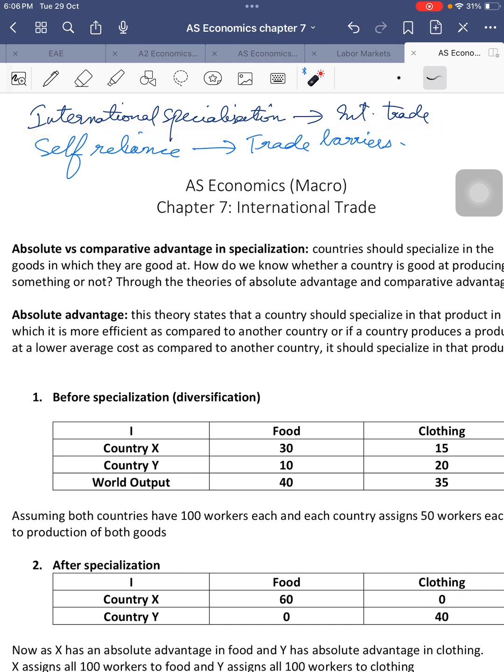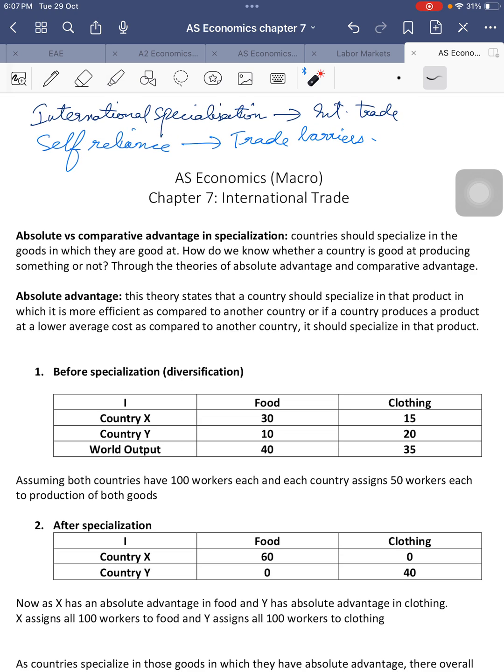There are two methods through which countries are able to decide in which goods they should specialize. The first method is known as absolute advantage. A country has an absolute advantage in a good in which it is more efficient in its production compared to another country, which means that country is able to produce that good at a lower average cost. So that first country, country A, is said to have an absolute advantage in the production of that particular product, right?